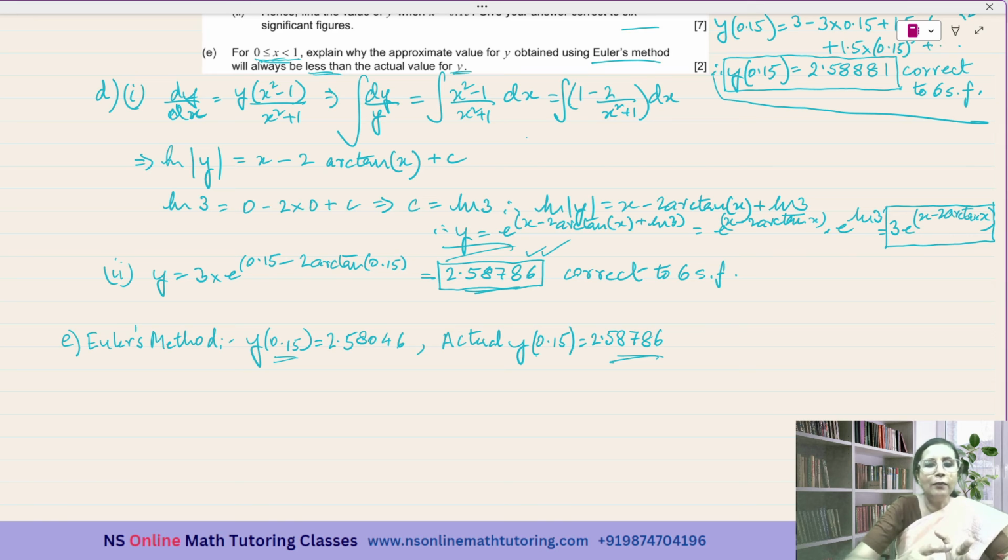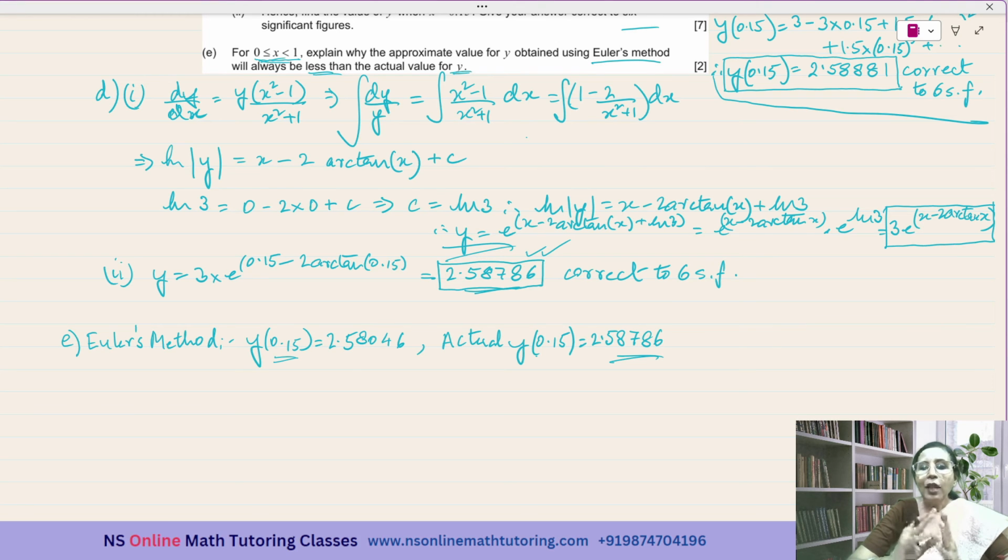So obviously 2.58786 is more than 2.58046. This is a particular y value for x value equal to 0.15, but they are saying that for this range of x values from 0 to less than 1, the y value obtained using Euler's method will always be less than the actual y value. Euler's method will always be giving us an approximate value of y, but it can be more than the actual y value as well. Why is it always less than the actual y value? Actually, it is always related to the concavity of the function.